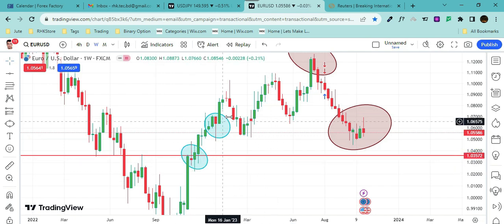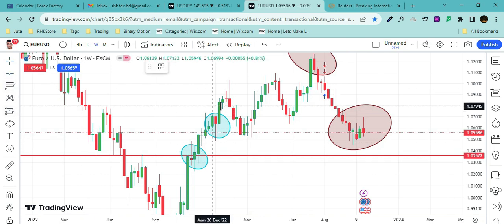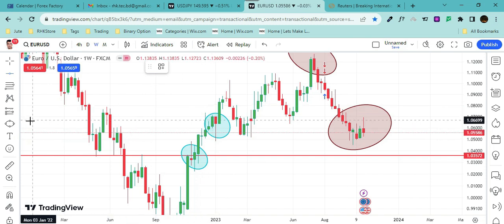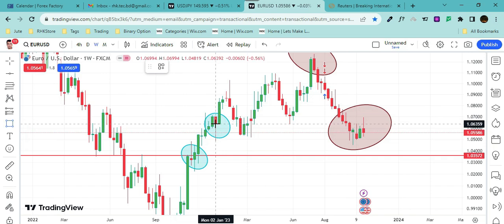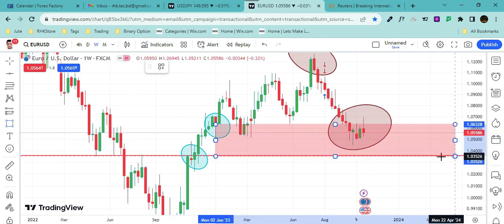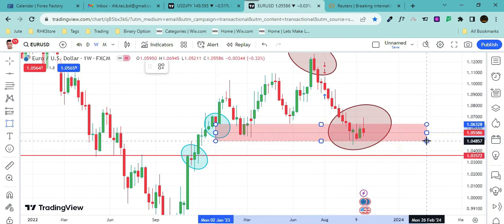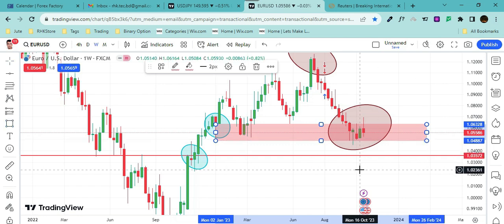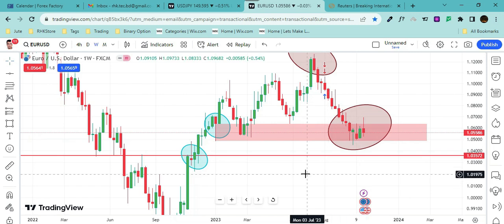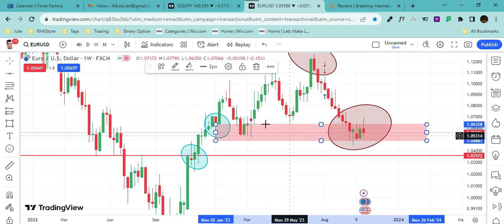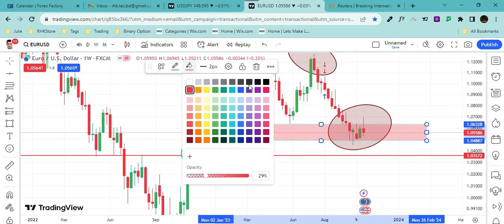So if you see these two, first we can mark here in the week, if we take this one, and it shows clearly that this was the first thing which resisted the price here. And also at the same time, let me change the colors so we can identify everything very clearly.